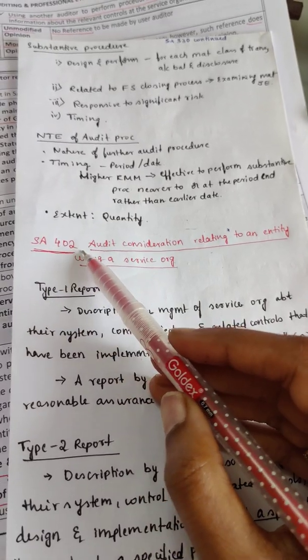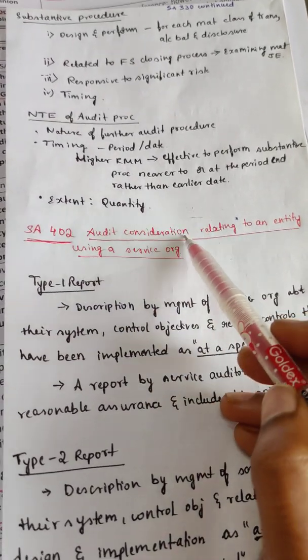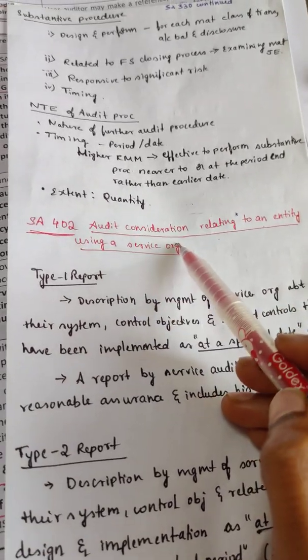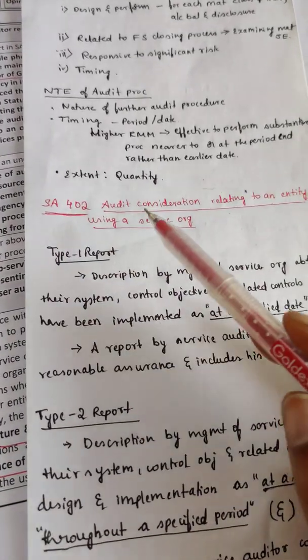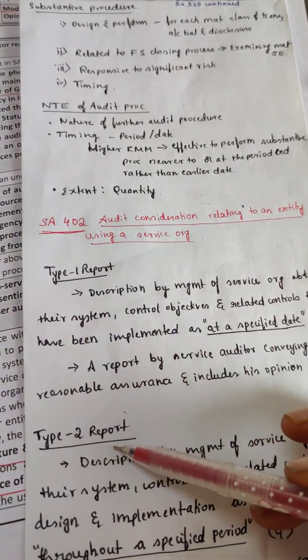See, what is SA 402 talking about? SA 402 is audit considerations relating to an entity using a service organization. There are two types of reports which are really important in this particular SA: one is the Type 1 report and the other is the Type 2 report.